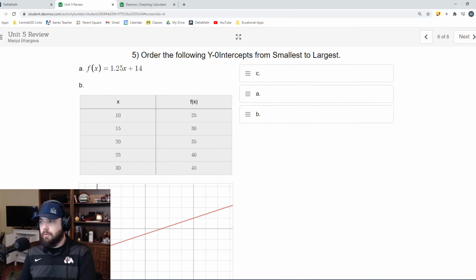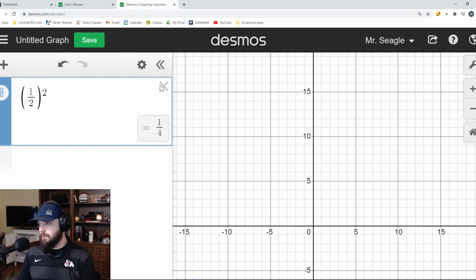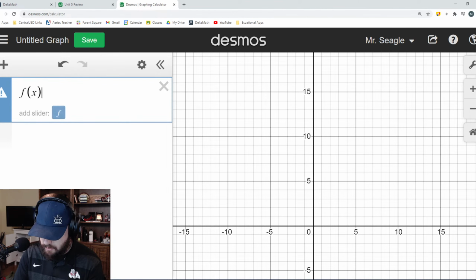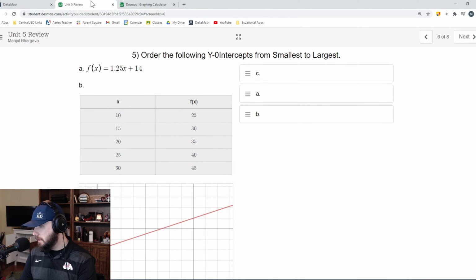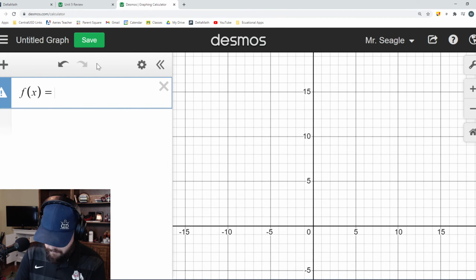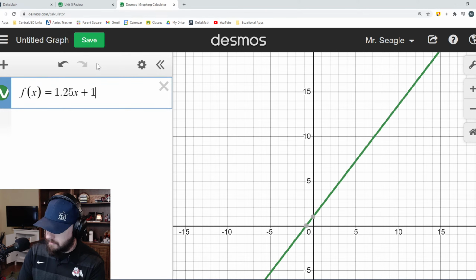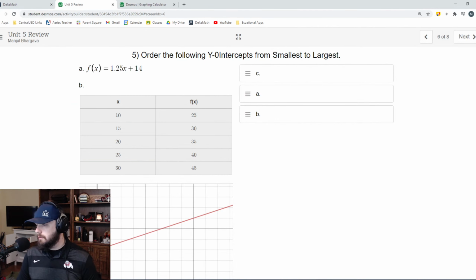All right, so we want to order the following y-intercepts from smallest to largest. This one's pretty easy. My y-intercept right here is just going to be 14. So if I go ahead and graph that, we got y equals, or f of x, equals 1.25x plus 14. As I'm increasing, it looks like my rate of change for this problem is going to be up by 1. If you look, I'm increasing by 5. My run is going to be 5, my rise is going to be 5, so my slope is going to be 1.